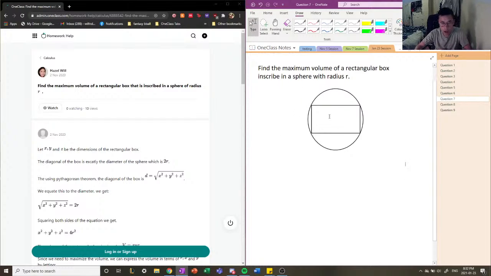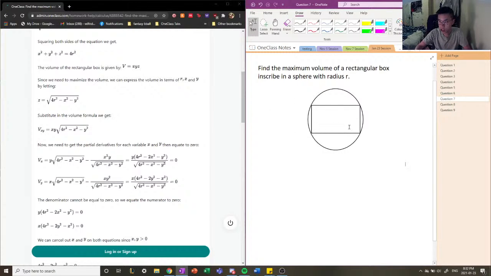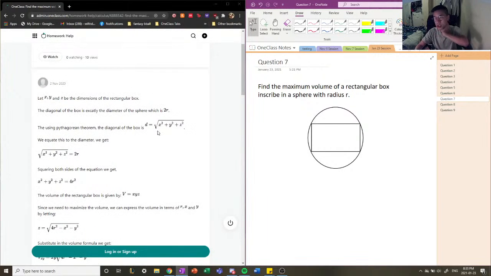Okay, so we have to find the maximum volume of the rectangular box. So the strategy involved here is to basically find the volume of the rectangle in terms of the radius and also of the dimensions of the rectangle, and then find its derivative. And when we find the derivative, we're able to find the dimensions of the rectangle that maximize the volume of this rectangular box, and plugging it back in, we're able to find the volume. Okay, so that's what we're going to do, and this technique is what we call optimization.